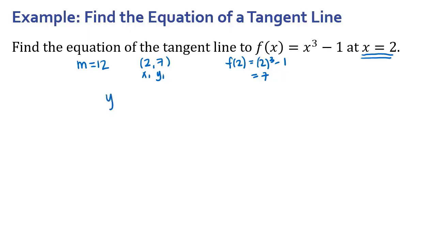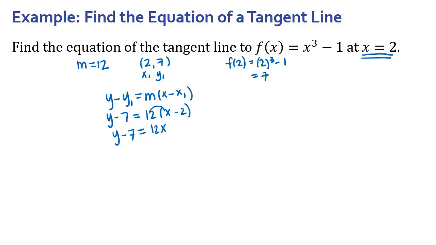Since I have a slope and a point, I'm going to use the point-slope formula for the equation of a line to find that equation of the tangent. So I get y minus 7 equals 12 times x minus 2. Distribute that 12 through, gives us y minus 7 equals 12x minus 24. And then add the 7 to both sides, and I get 12x minus 17. So the equation of the tangent line to f of x equals x cubed minus 1 at x equals 2 is y equals 12x minus 17. We can also check this by graphing that line on that same applet. So I'll leave that up for you to do.